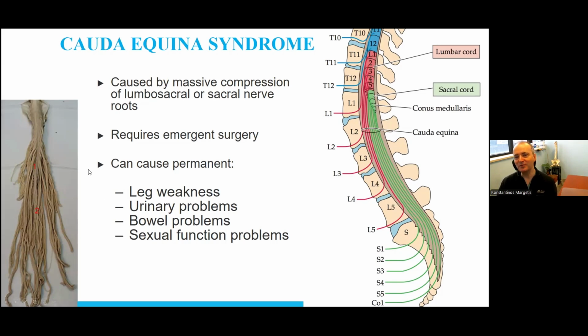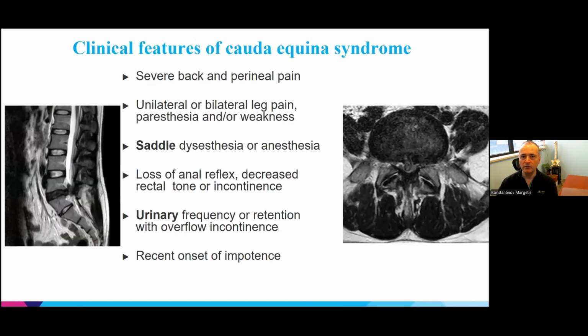So cauda equina syndrome is if we have something compressing all these nerve roots, and that's usually a surgical emergency, because if we don't address it in a timely fashion, it can lead to permanent leg weakness, permanent bowel, bladder, sexual function problems. So we see here an MRI on the left, a sagittal view. The abdomen will be here. The skin of the back is here. The bones of the spine, and this is the disc. This is the disc. And here's the spinal canal where the nerves are.